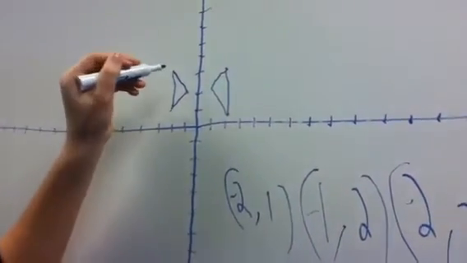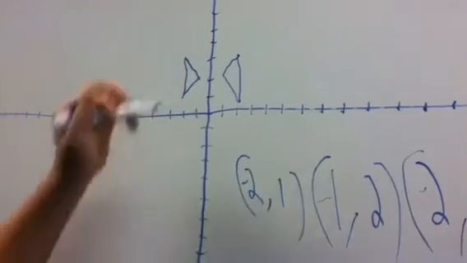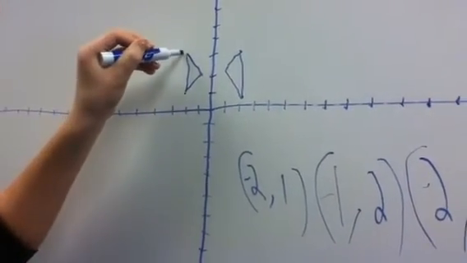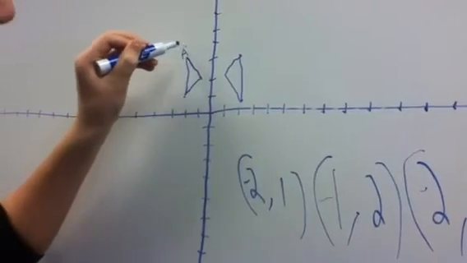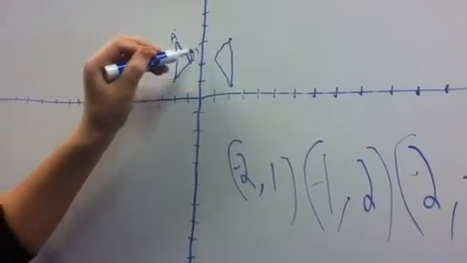What you will call this triangle is triangle A prime, B prime.